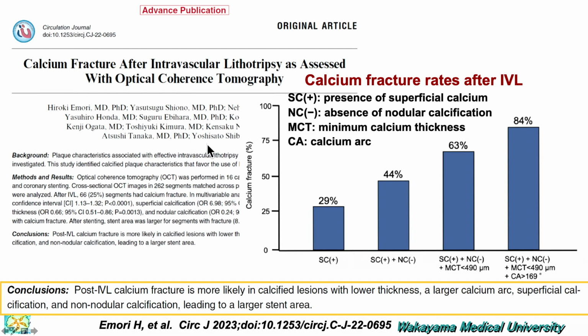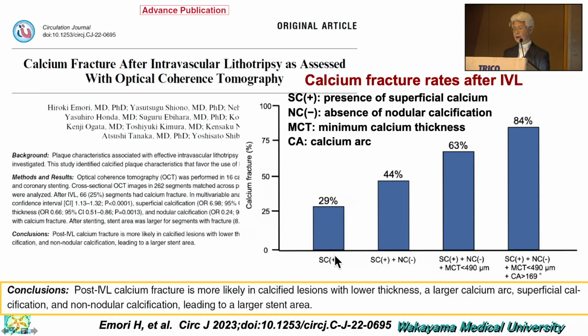IVL result. My colleagues summarized their experience. Yes, if there is superficial calcium, here is the result, and absence of nodular calcification, and thickness is less than 500 micron and more than nearly 180 degrees, you can get a good fracture, right? So nodular calcification is still the problem based on this data.